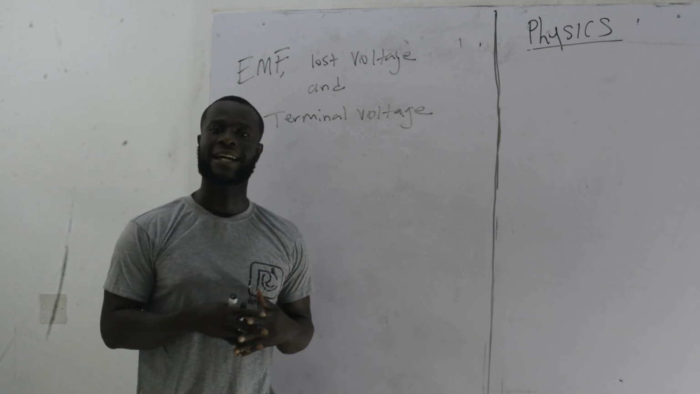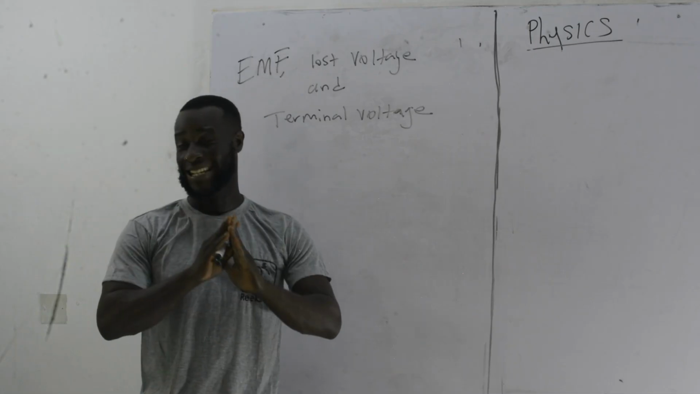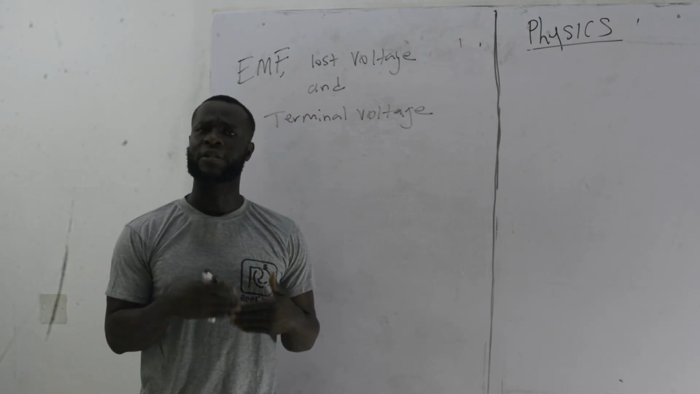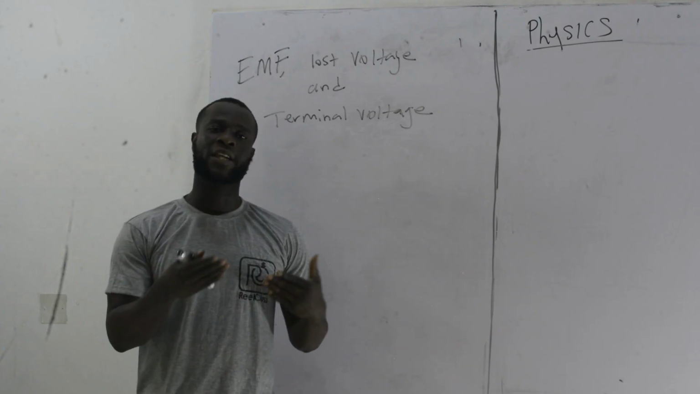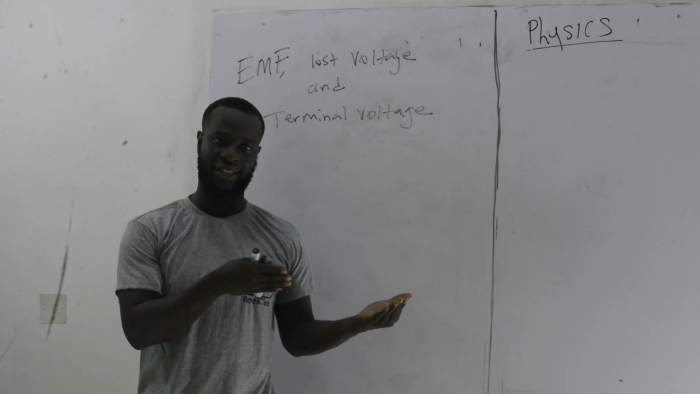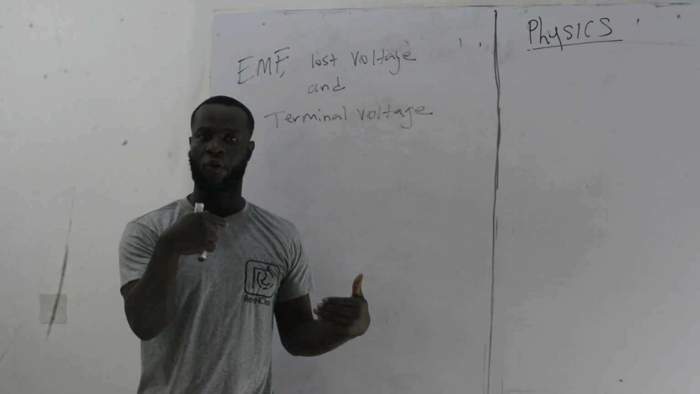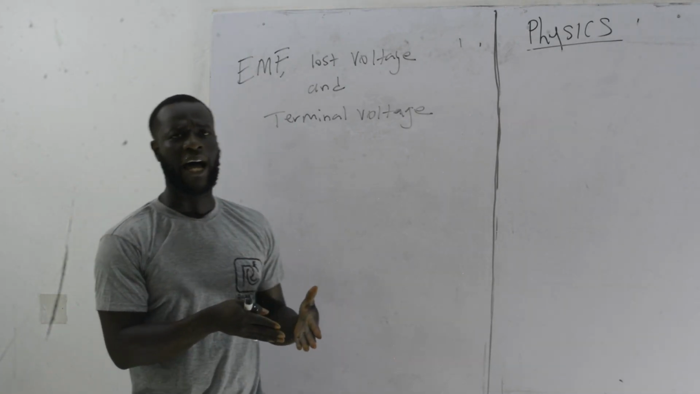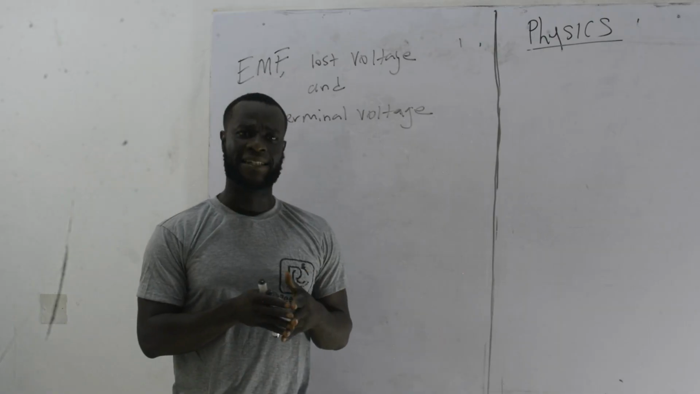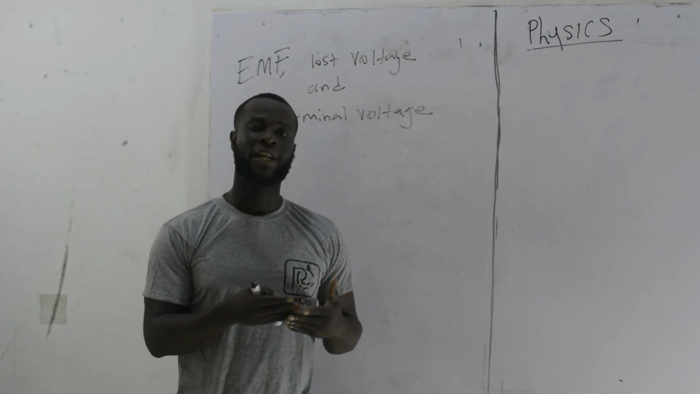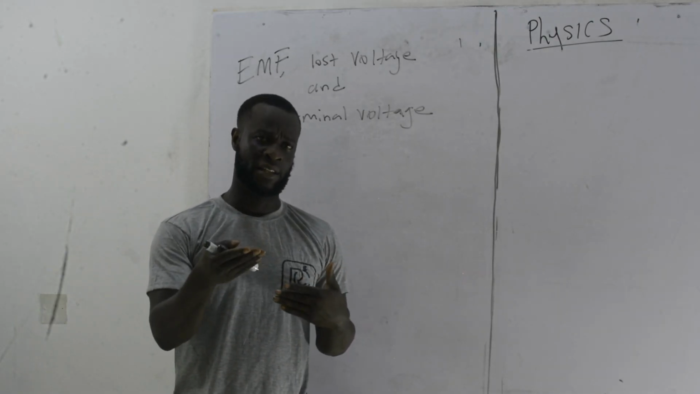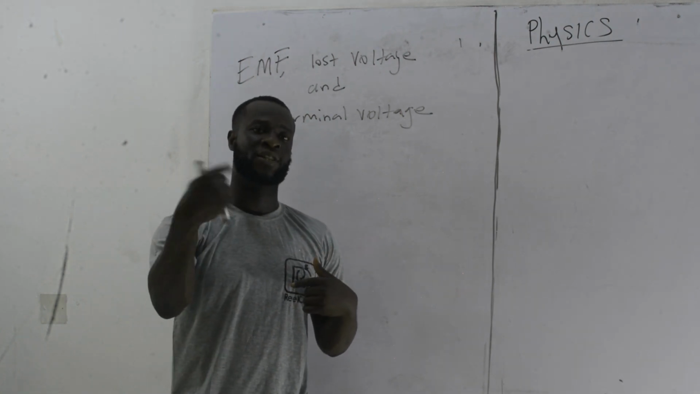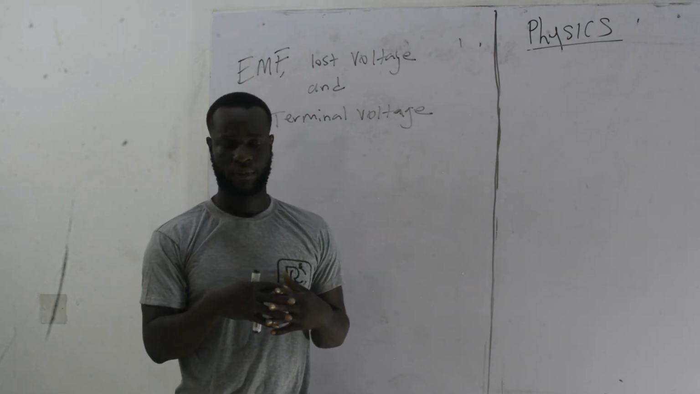A primary cell is that cell that cannot be recharged. That's the basic thing. But you can make it look more complicated by saying that a primary cell is that cell whose chemical process that is producing the electricity cannot be reversed by putting current in the opposite direction to the current that they produced. Secondary cells, on the other hand, are those cells that can be recharged. In other words, the chemical processes that are producing the current can be reversed by putting current in the opposite direction to the current that they produced.